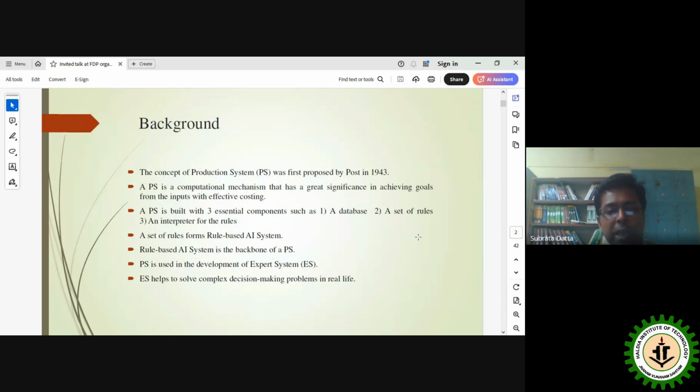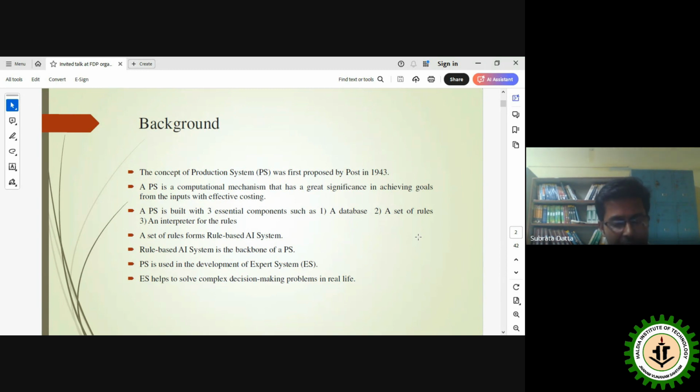Now, a production system actually requires three components. That means it is built with three components. The first one is a database, the second one is a set of rules, and the third one is an interpreter for the rules. This set of rules is the second component. From this concept, the rule-based AI system was developed. So a rule-based AI system is the backbone of a PS, that means production system. Later on, this production system was used for the design and development of expert systems. As all of you know, expert systems are used for complex decision-making problems in real life.